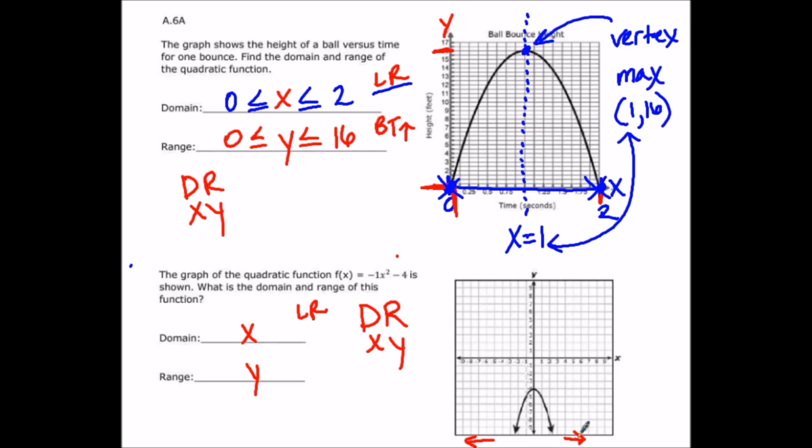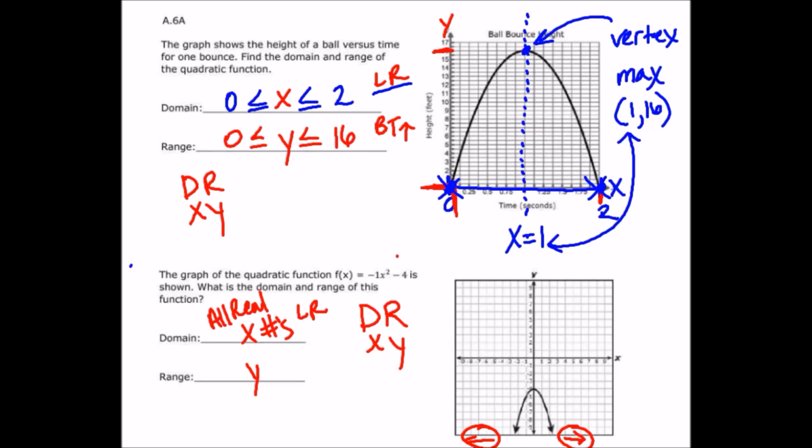So if it's going all the way to the left, all the way to the right, notice how I'm saying the word all. Guess what? That means my domain is all real numbers. Domain is all real numbers, or all x values, however you want to say that. All the numbers to the left, all the numbers to the right, means all real numbers. There is no stopping point with your domains. If there is no stopping point, then it's all real numbers, because it goes on forever.